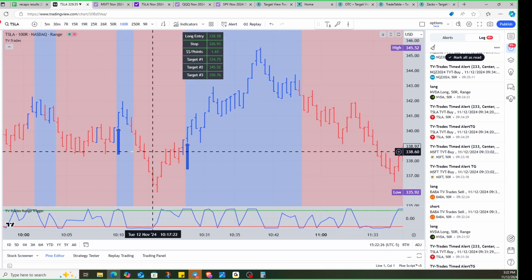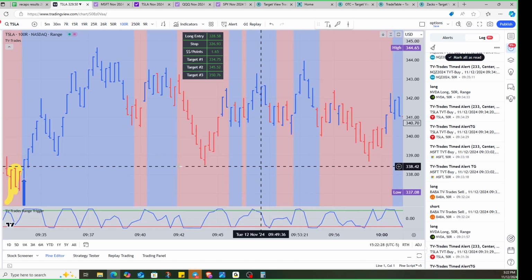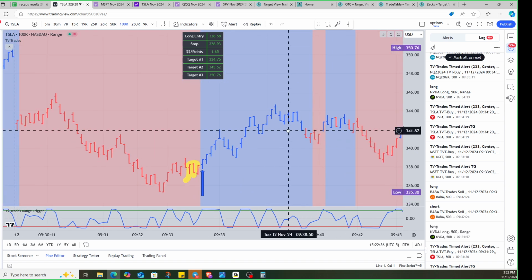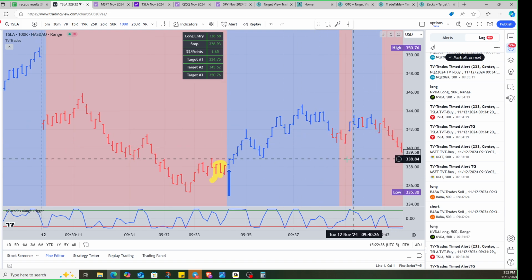And you can do that with everything. If you like to trade larger time frames, you can trade larger time frames. If you like to trade smaller time frames, trade smaller time frames. You can do it with anything that you want. So this is the way that the tool works.